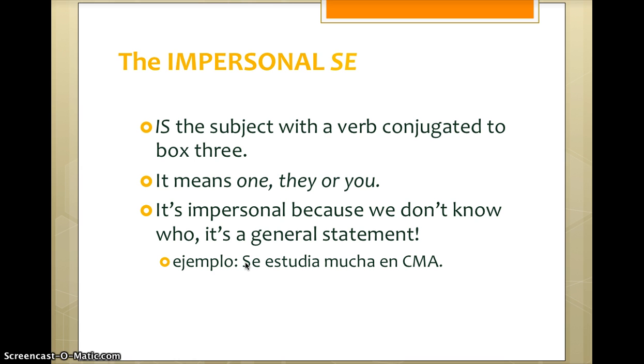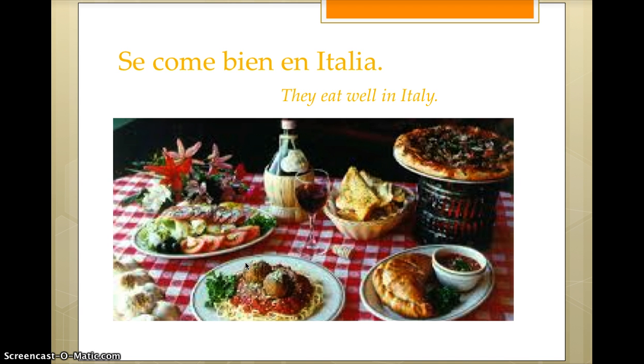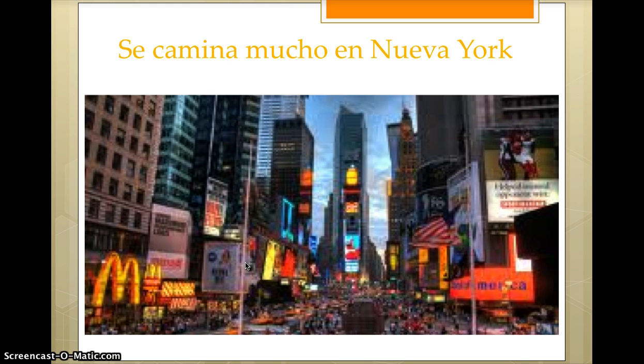Por ejemplo, se estudia mucho en CMA, or one studies a lot at CMA. Se aprende mucho en la universidad. One learns a lot at the university. Again, it's impersonal because it's not personal. We don't know what person is doing the action. It's a general statement. Por ejemplo, se come bien en Italia. Se camina mucho en Nueva York.